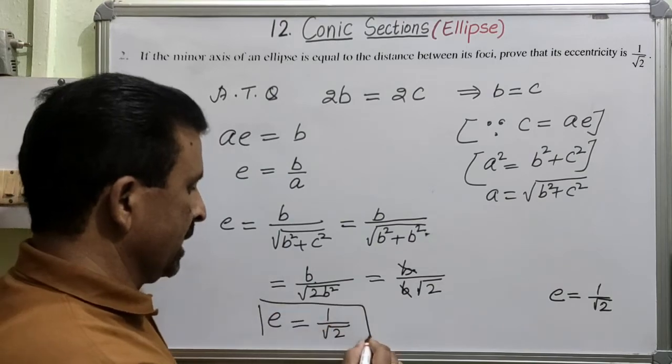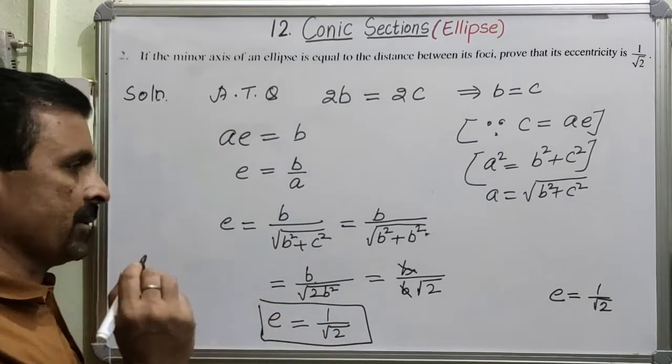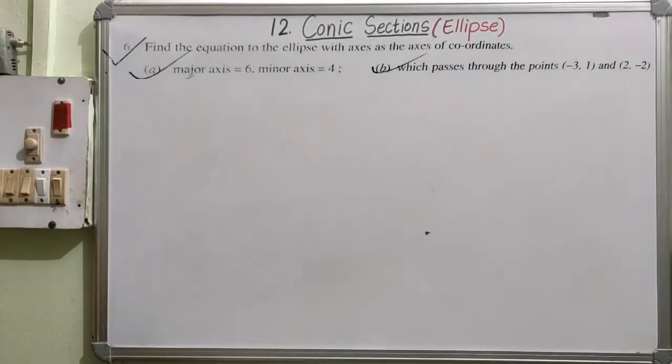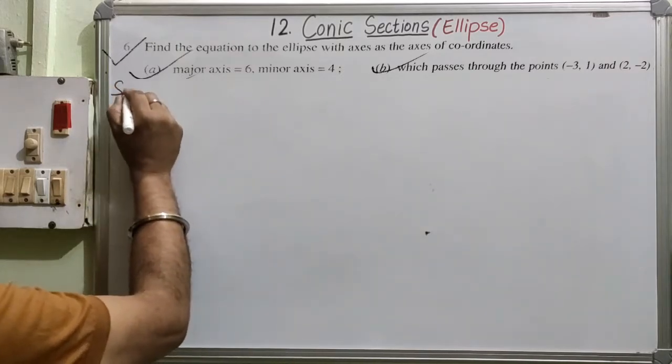We got the result. Hope the question is very clear. Now the next question we are going to take is question number 6. First of all we are going to take question number 6a. It says: find the equation of the ellipse with the axes on the coordinate axes, given so and so, right? Now if we look at a, what is given here?